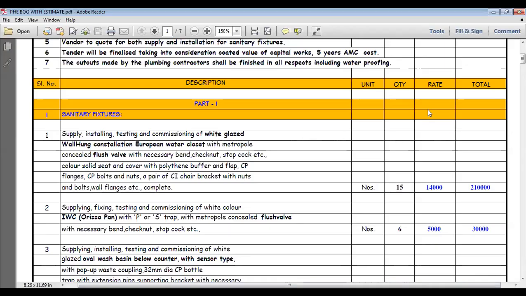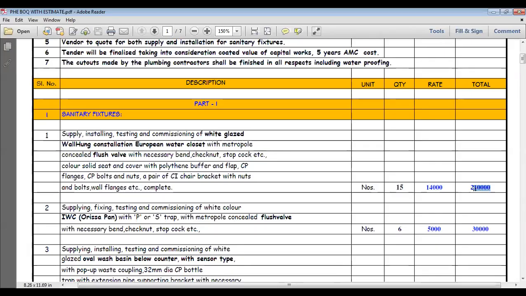So this is the rough value. What we have put here as rate is not the exact value. Against this rate only the vendor will quote. If I put a total of 2.1 lakh here, the vendor will put some extra or reduction. Instead of 2.1 lakh, the vendor may quote 2 lakh, 2.2 lakh, or 2.3 lakh.